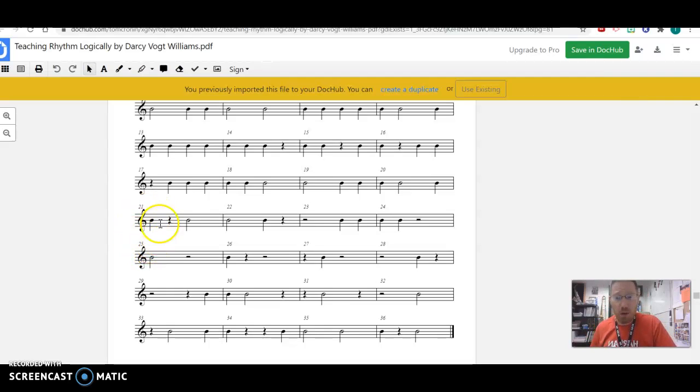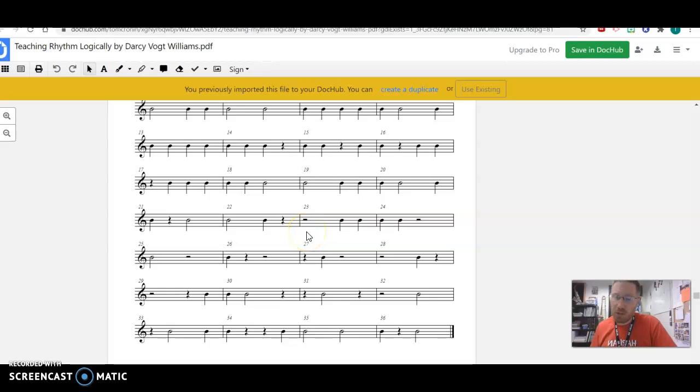Measure 21's count. Big 1 because we say it out loud. A rest would be a little number with a line through. Little number 2 with a line through it. Big 3 because I would say 3 when this half note starts. Little 4 because 4 is part of the half note. Big 1, little 2, big 3. What about this one? Think. That's right, little 4 with a line through it.